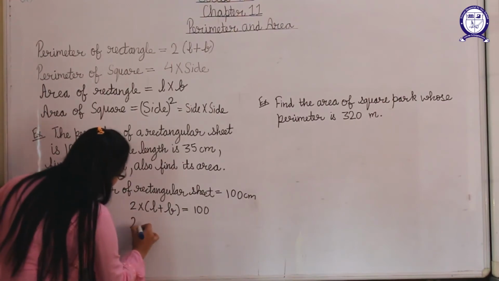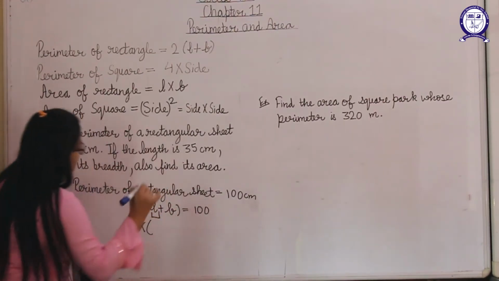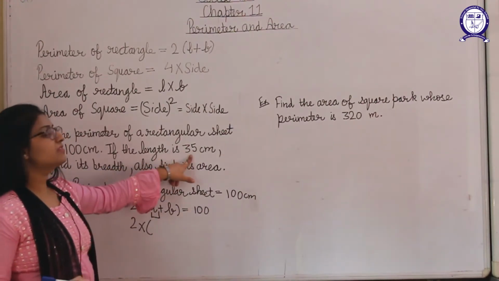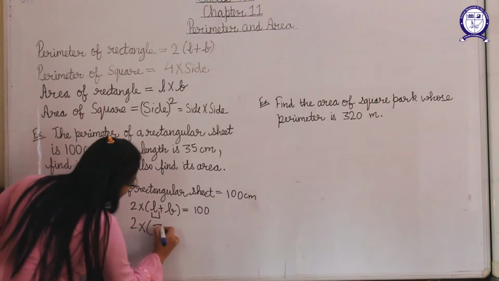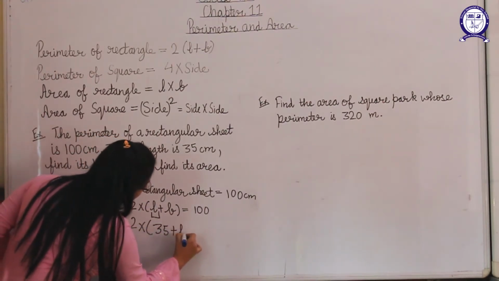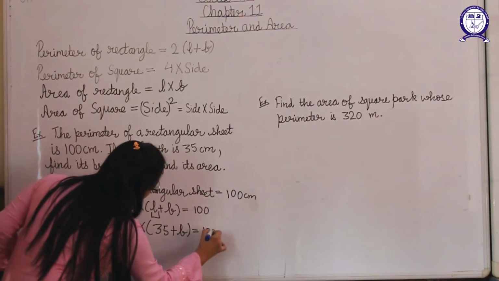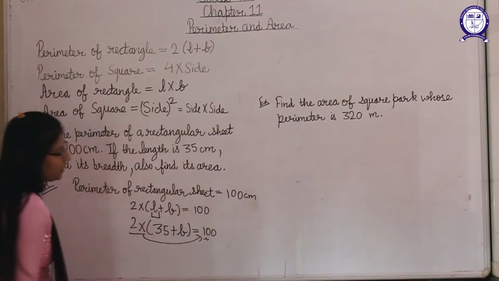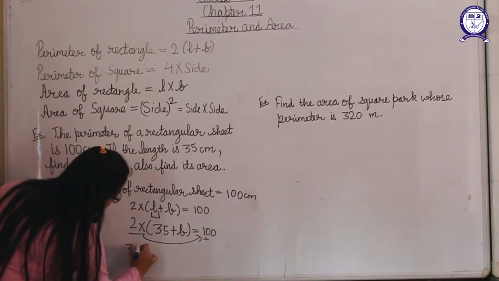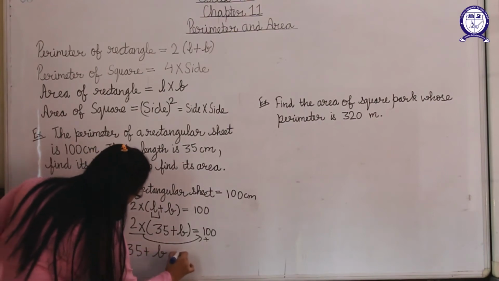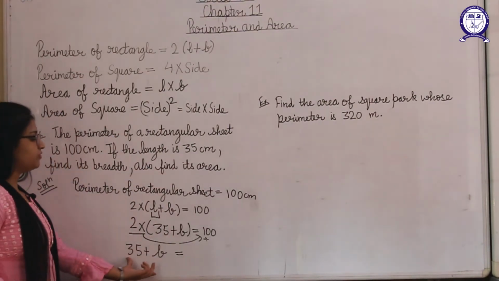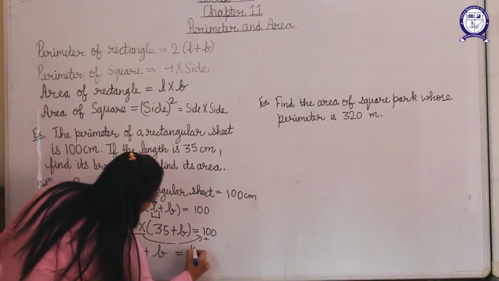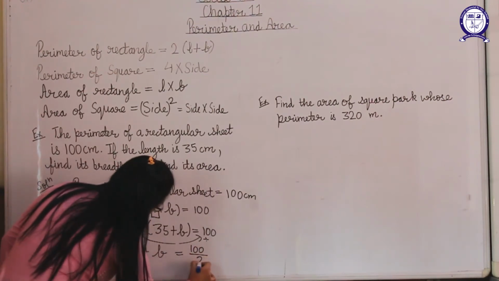Now what we will do, we will substitute here. Length is given and we know that if the length is 35 centimeter, it means length is given to us to be 35. So we will write here 2 multiply 35 plus breadth we need to find out is equals to 100. Now this 2 is in multiplication, so on that side it will be dividing. What we are doing, we are taking this 2 to that side and that will be dividing. So 100 divided by 2.